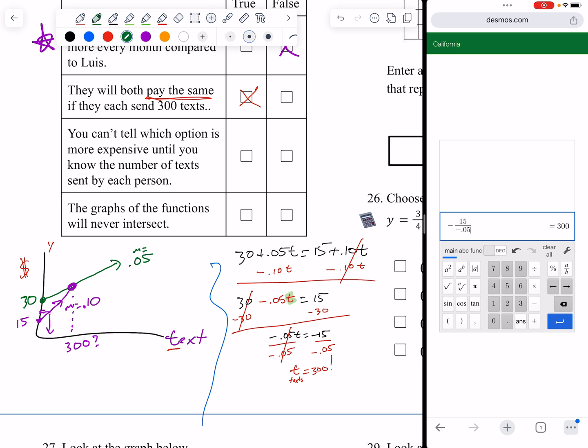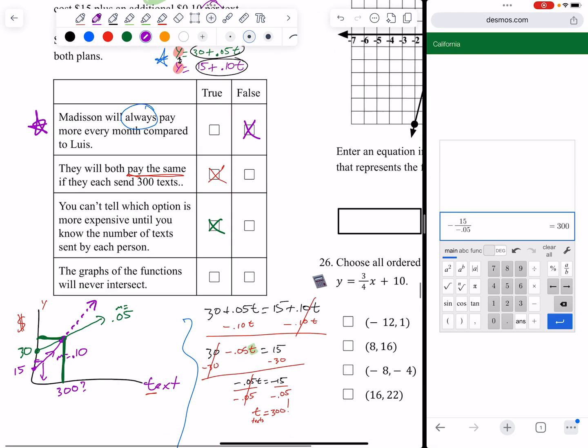Then it says, number 3, you can't tell which option is more expensive until you know the number of texts sent by each person. Yes. So right here, they pay the same, 300 texts. Okay. But before and after, it depends, right? So after 300, what's going to happen? Who's going to pay more? It looks like Madison's going to pay more. All right. The graph of the functions will never intersect. No, that's false. They do intersect.